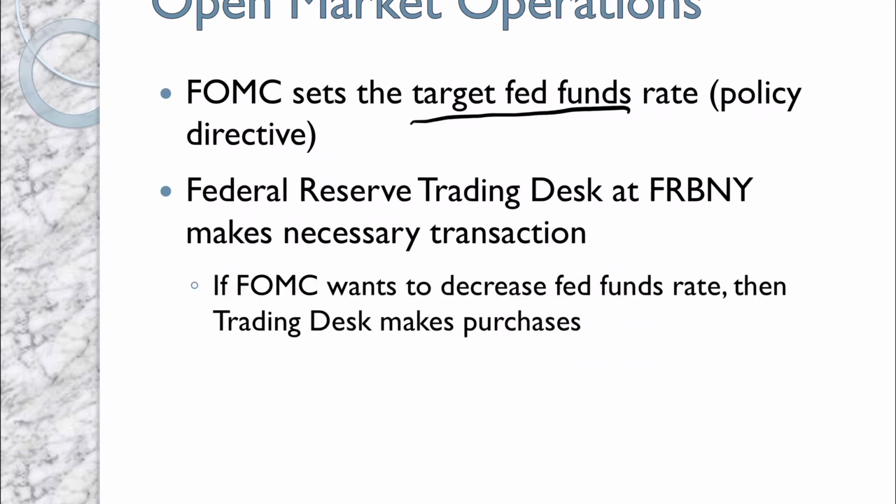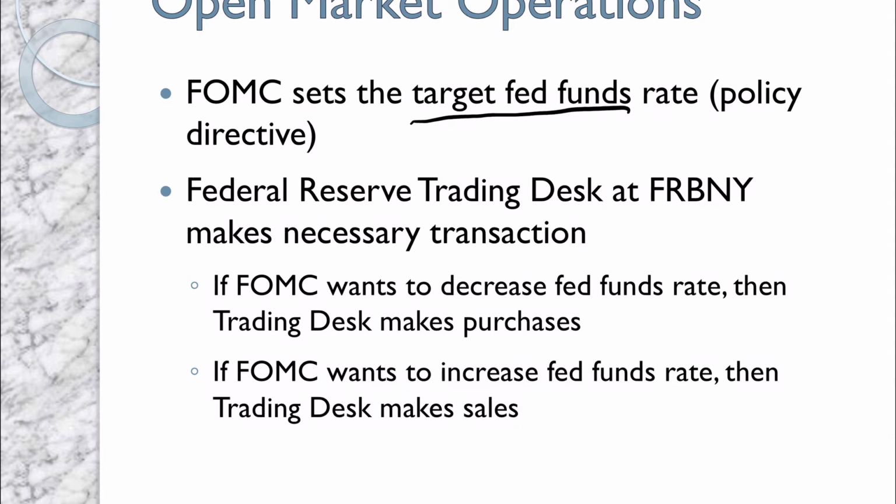If the Federal Open Market Committee wants to decrease the federal funds rate, then the trading desk is going to make purchases of Treasury securities. So they're going to make purchases of these U.S. government and federal agency securities, which will end up decreasing the federal funds rate. If the Federal Open Market Committee wants to increase the federal funds rate, then the trading desk is going to make sales of these Treasury securities. Might be a little confusing. You want to make sure you understand these two decisions, okay?